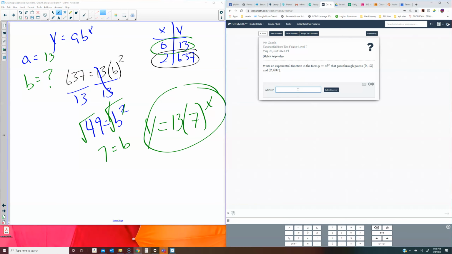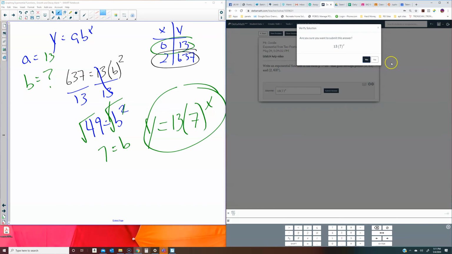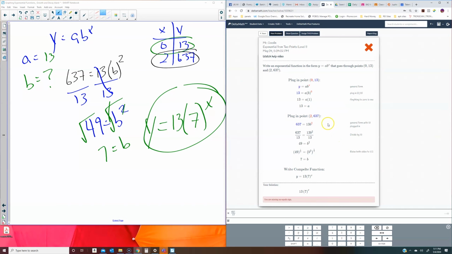Y is equal to 13 times 7 to the x power. See if we're right. I made a mistake. What did I do? I wrote it wrong. I didn't put the y equals. My fault, guys. I didn't put the y equals. But yeah, it was the right answer. I just forgot to put the y equals. Even I make the mistake, guys. So there you go. Make sure you put your y equals, but the answer was correct, as you can see.